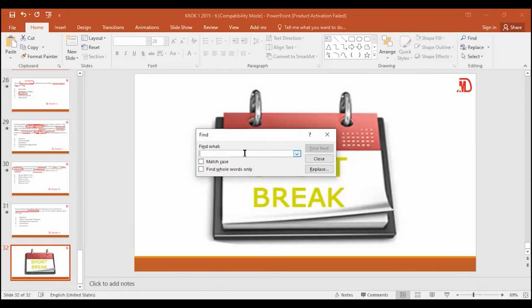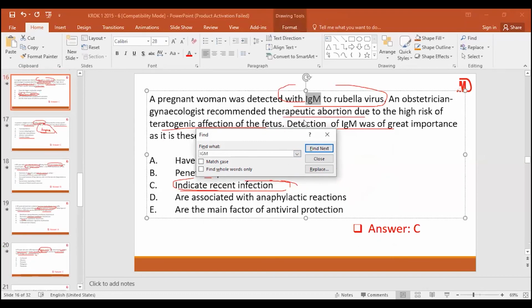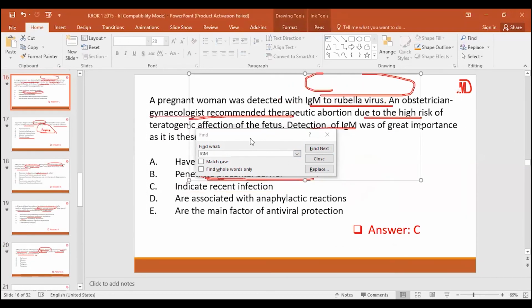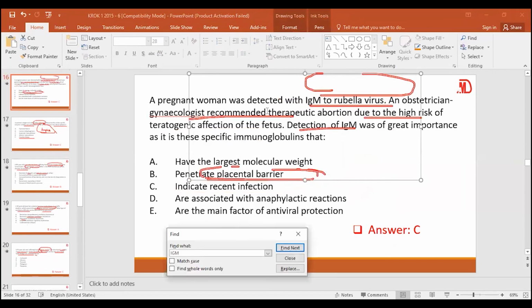So what was the answer again? I've forgotten the answer for the option. About IgM. Okay, IgM. Yeah, we talked about IgM. You don't have a problem, by the grace of God. Yeah, recent infection. Good. So we said what? Look at it. A pregnant woman was detected with IgM for rubella infection.